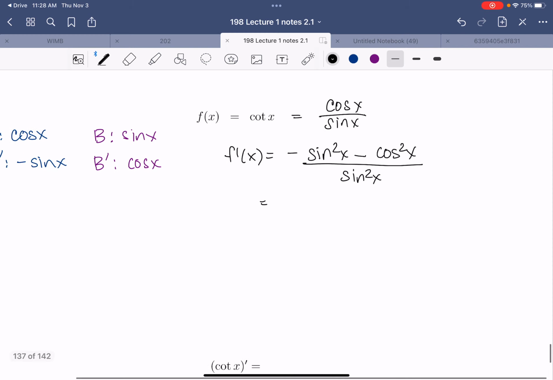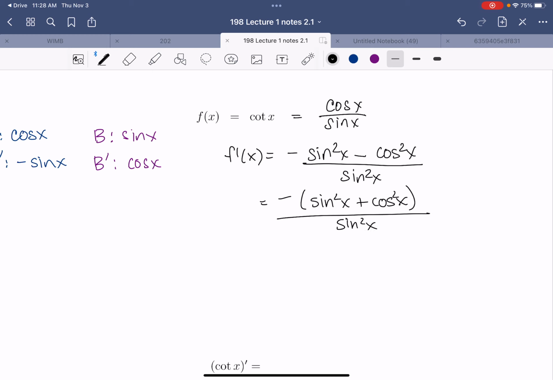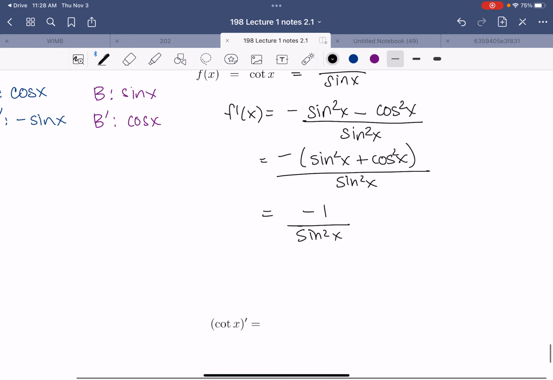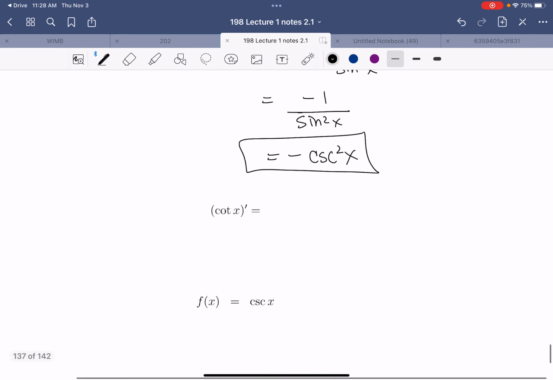If we factor out that negative, then you have sine squared plus cosine squared in the numerator. And just like last time, that becomes a 1. So we get a negative 1 on top and a sine squared x on the bottom. 1 over sine is cosecant, so this is negative cosecant squared x. Notice it's parallel to tangent, so negative cosecant squared.